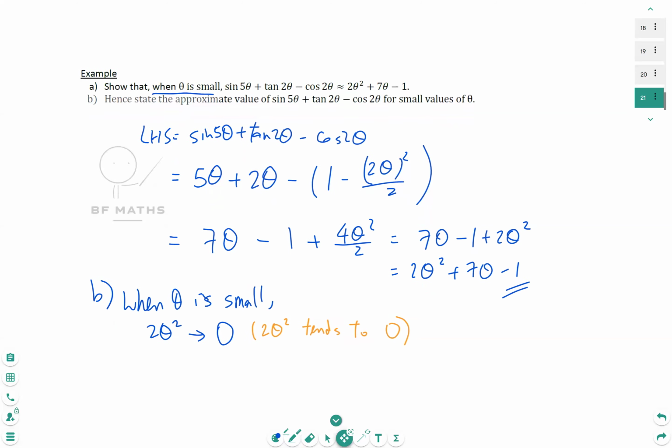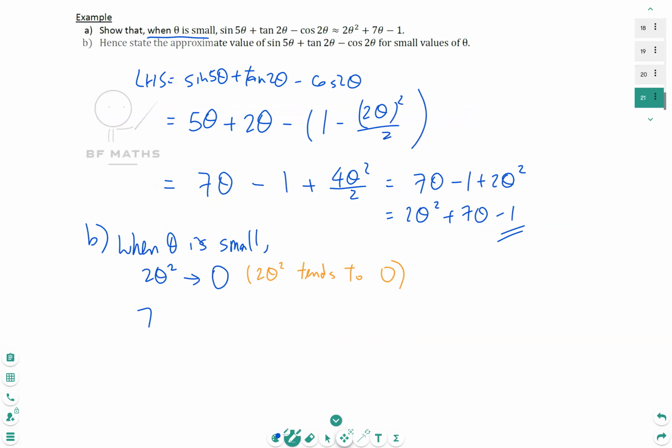Now, what about 7 theta? That's the same thing. Because when you put in a number close to 0, you get 7 times a very small number, it tends to 0. Now, therefore, 2 theta squared plus 7 theta minus 1 tends to minus 1, because 0 plus 0 minus 1 is minus 1. And that's the answer. And that's the end of the lesson, really.